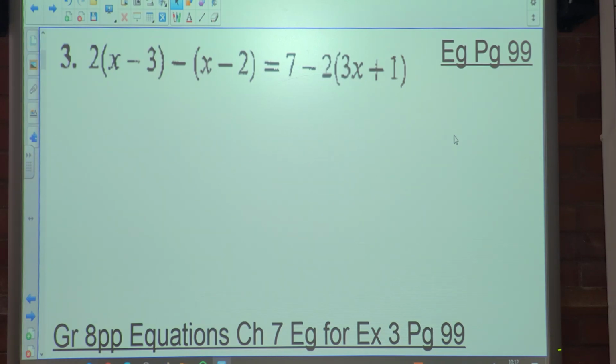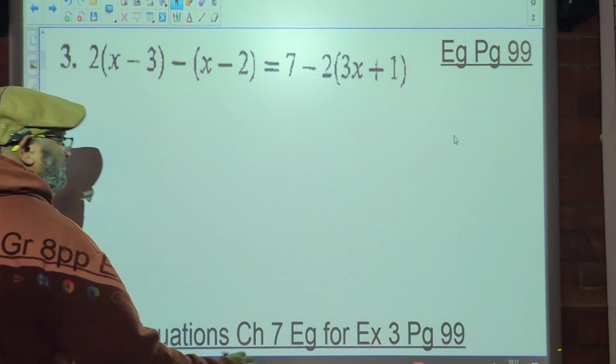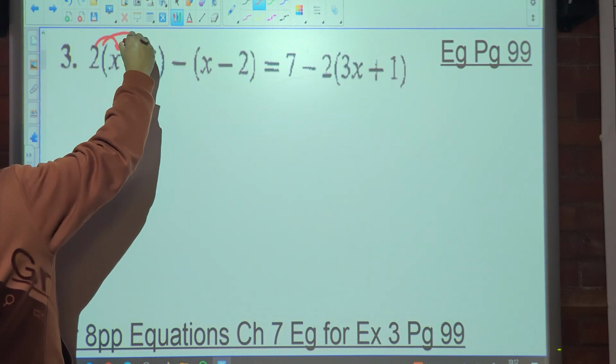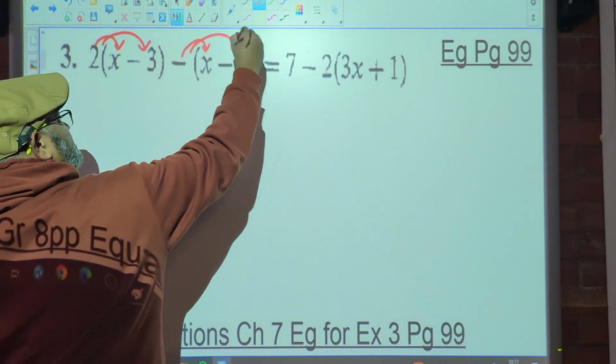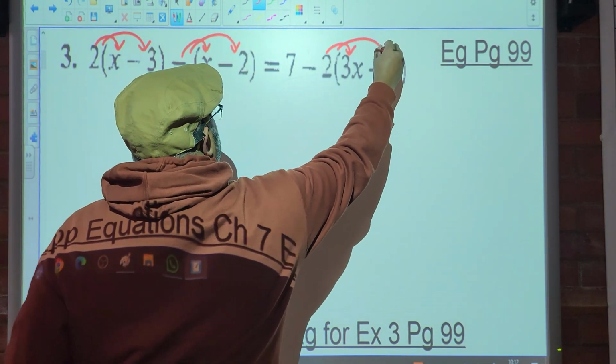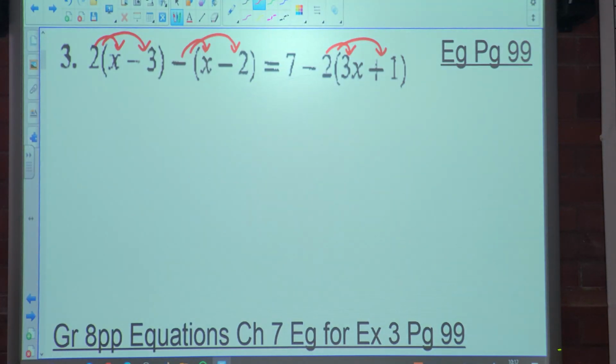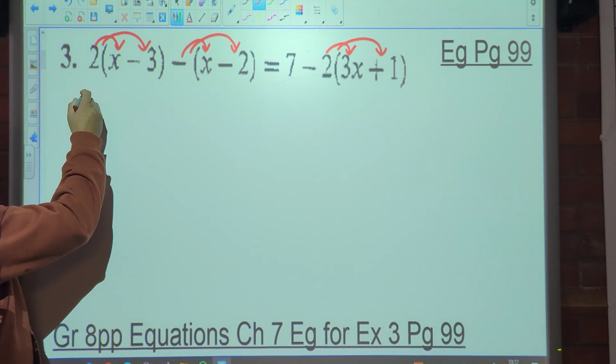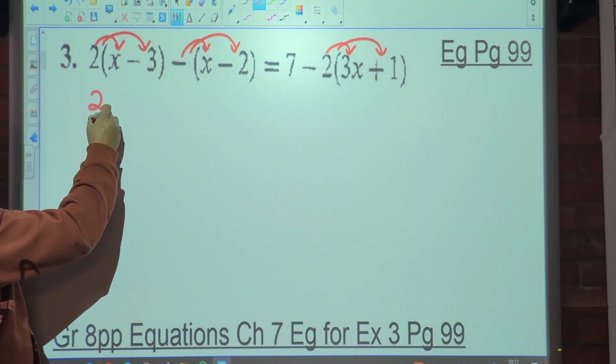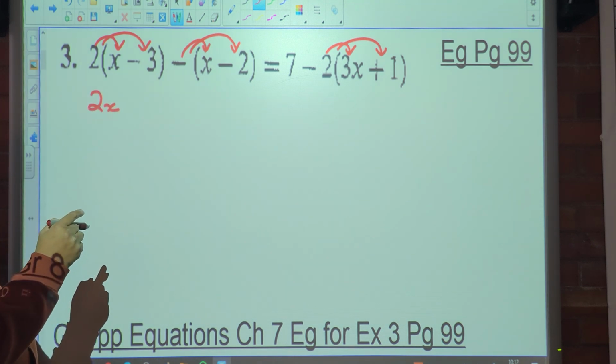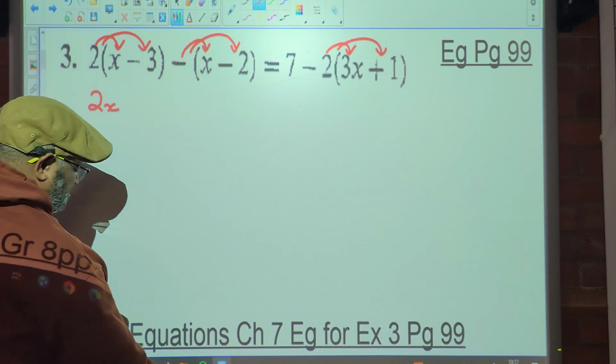So what do we do first? Multiply, we get rid of the brackets, not so? You all agree with that? So we multiply 2 into the bracket, what do we get? 2x, yes? You guys still busy? Yes. Okay. Give me another minute.